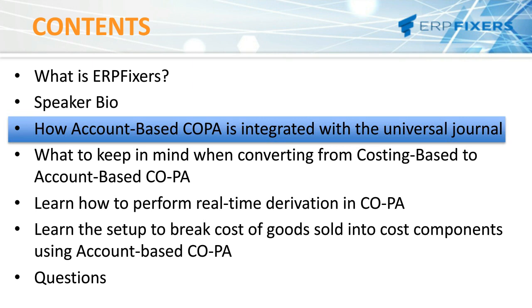And then we will learn how to perform real-time derivation in COPA, which is a new feature introduced in 1610. And then we will also see how to set up the breakup of cost of goods sold into cost components using account-based COPA. So earlier, cost of goods sold was a single entry, but now we can have the splits even with account-based COPA. So we will see the related configuration behind that and also how to set up and get the split of cost of goods sold. And at the end, we will have questions. So let's begin.